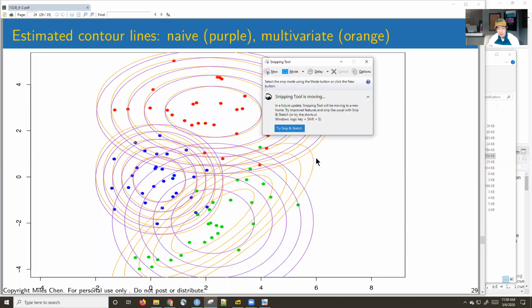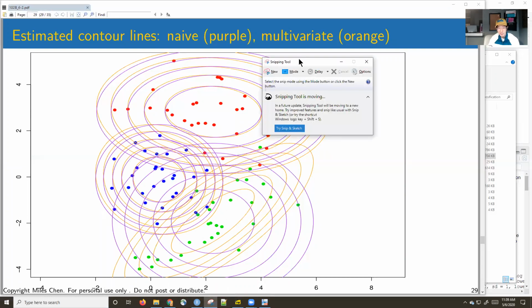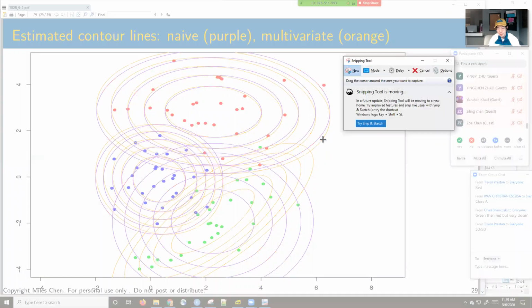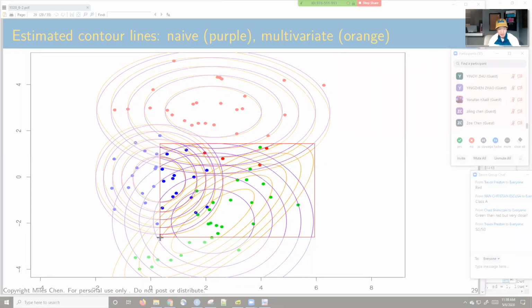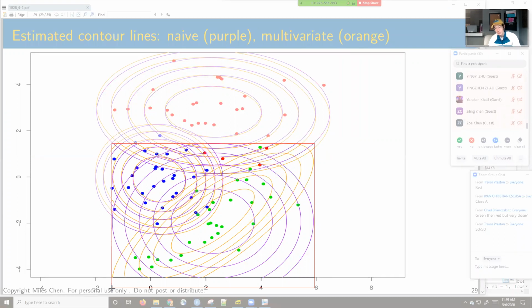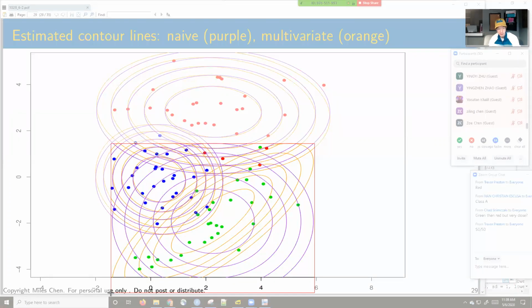And you had to draw a rectangle that will capture this, like the orange elliptical contour line, okay? And so you start in one corner, like right here, and you try to get a thing that captures the orange ellipse, right? So I'm trying to capture the biggest orange ellipse that goes around the green dots, okay?